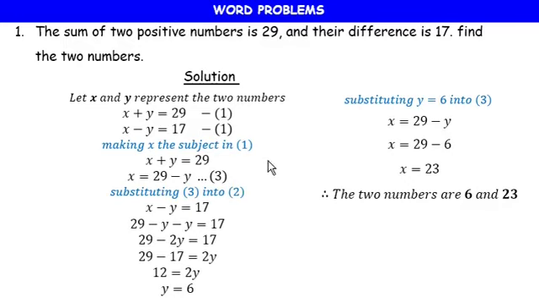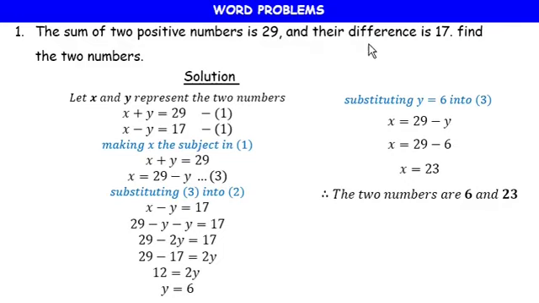Now, how do you interpret sum mathematically? When I say the sum of 2 and 3, how do you write it mathematically? It's simply 2 plus 3, right? So here we know that our two numbers are x and y. So if I say the sum of two positive numbers is 29, what this simply means is x plus y is equal to 29. So that gives us our equation 1 straight away, right?